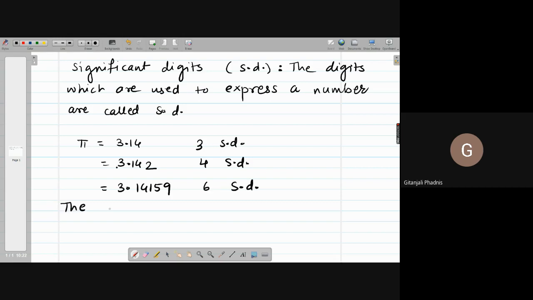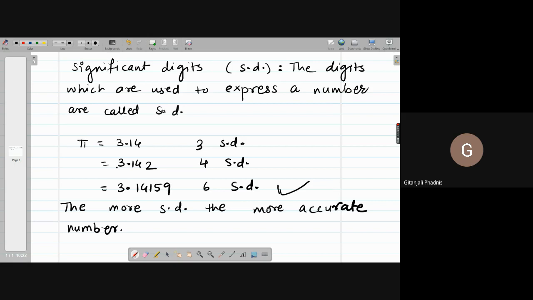The more significant digits, the more accurate the number. Please remember this. So accuracy is more here. When you consider pi value as 3.14 and use it to evaluate the area of a circle, that will not be as accurate as the answer calculated by using pi as 3.14159.